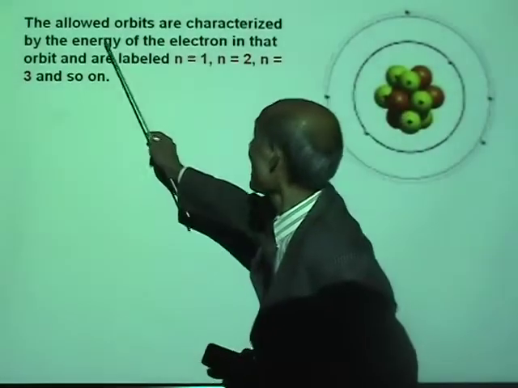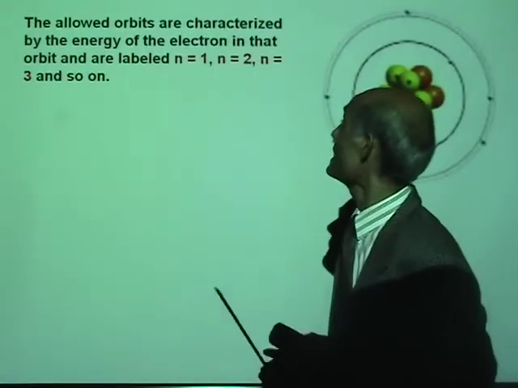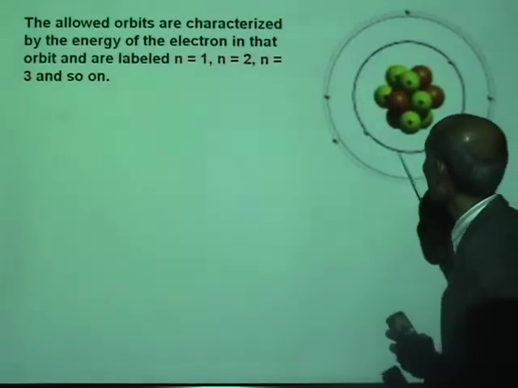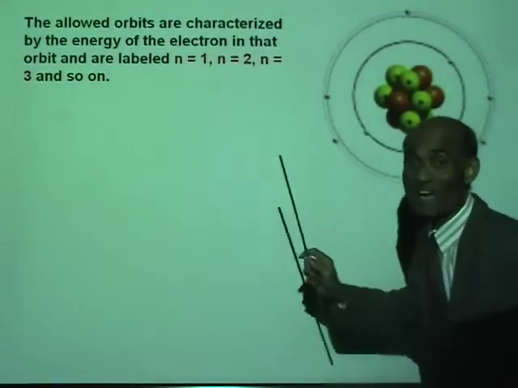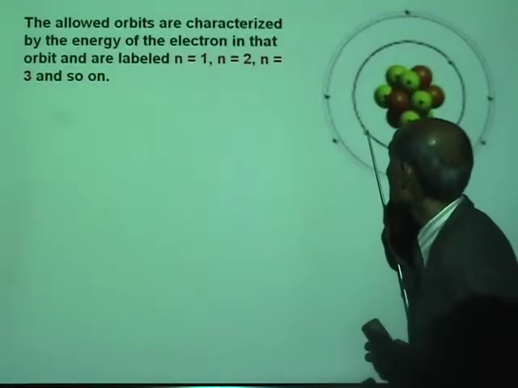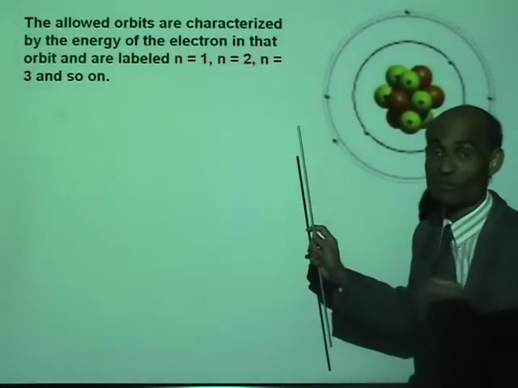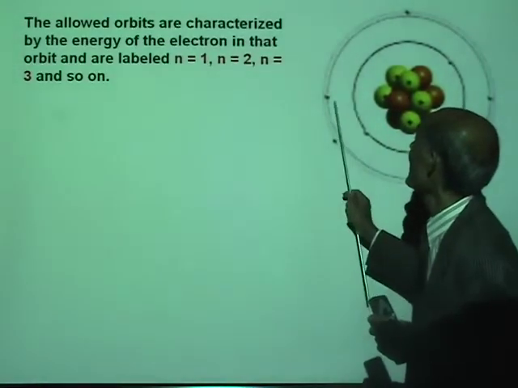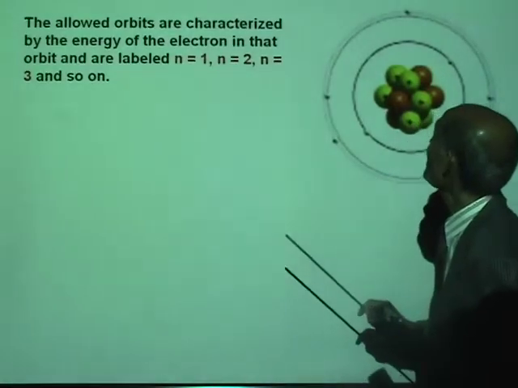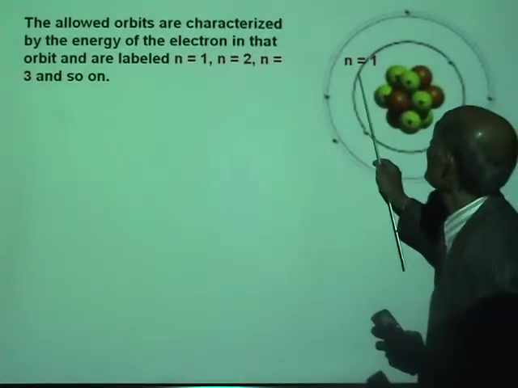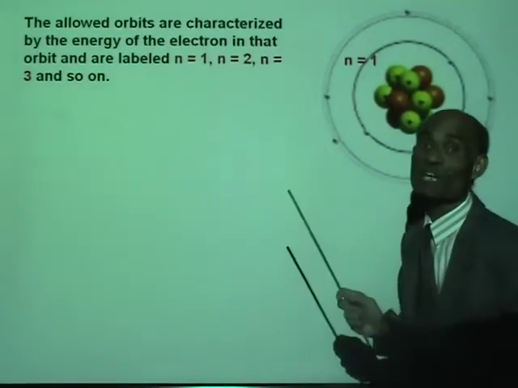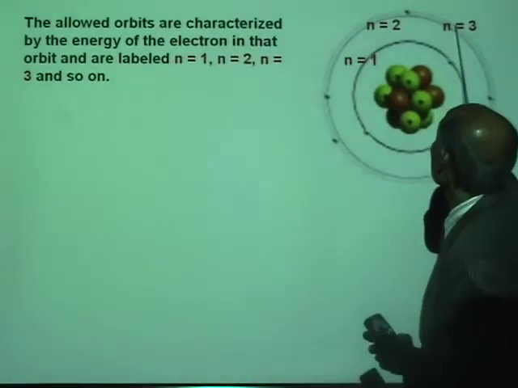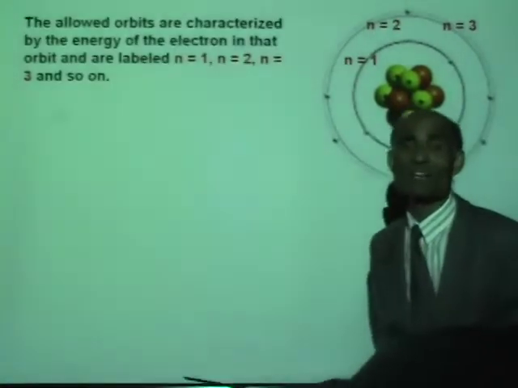Alright. The allowed orbits are characterized by the energy of the electron in that orbit. So these are the allowed orbits, and these orbits are characterized by the energy the electron will have in that orbit. Is that right? And these orbits are labeled n equal to 1, n equal to 2, n equal to 3, and so on. So the inner orbit we name n equal to 1. The second orbit is n equal to 2. The third is n equal to 3, and so on.